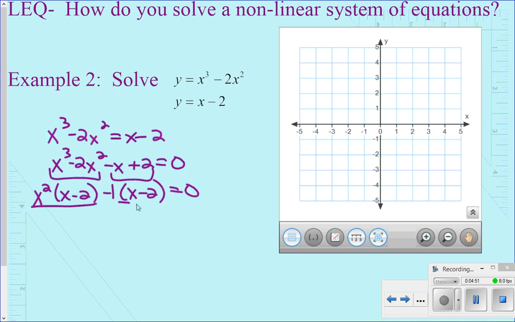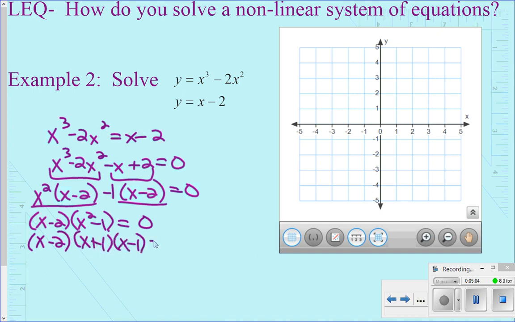So the GCF here is x minus 2, x squared minus 1, which factors further. So we're getting x is positive 2 and plus or minus 1. So I'm going to substitute those back in.